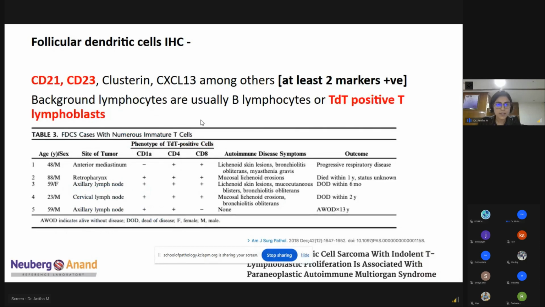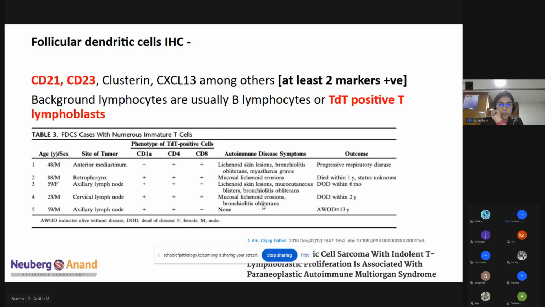The other interesting feature here is that you highlighted that there was a sprinkling of lymphocytes in the background, right? These lymphocytes are usually B cells or, importantly, TdT positive T lymphoblasts. So we did do a TdT stain in this case, which highlighted scattered TdT positive cells. But the important thing to note here is that if you get lots of TdT positive cells, these patients are at increased risk of developing paraneoplastic autoimmune manifestations.